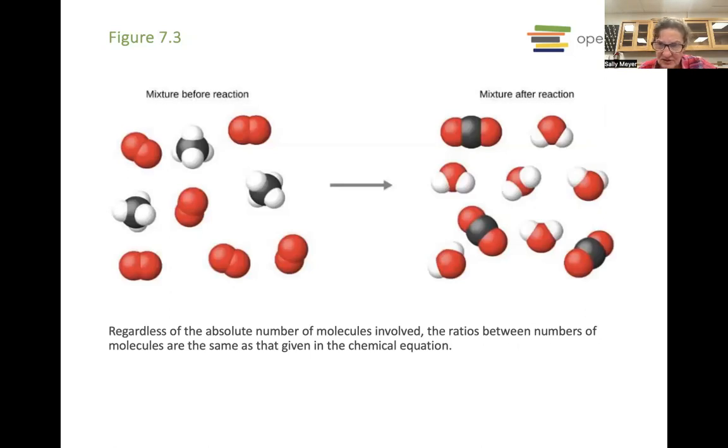So this is just showing that in a more visual way, looking at how that mixture has changed on the 2 sides of the equation. So on the left-hand side, we have methane and oxygen, and on the right-hand side, we have carbon dioxide and water. So this is just showing it as their structure.